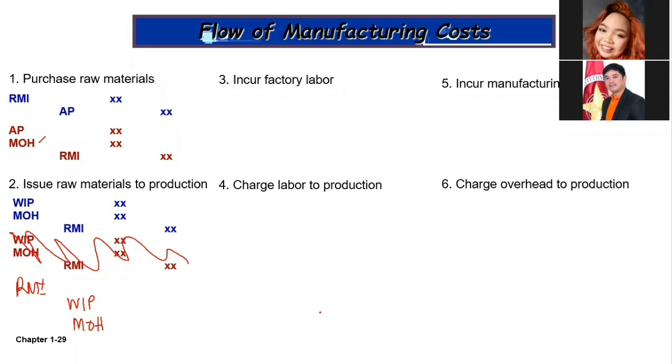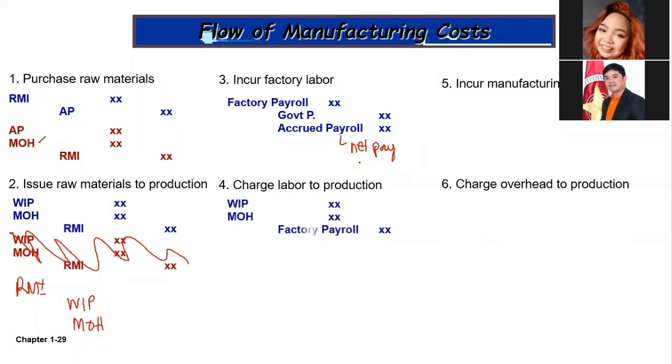Okay? So, incur factory labor: debit factory payroll, credit government payables, and credit also accrued payroll. Para saan nga yung accrued payroll? Ito yung net pay ng mga empleyado. Okay? And charge labor to production, anong debit uli natin? Work in process for the direct labor, manufacturing overhead for the indirect labor, credit to factory payroll. Nag-reclass lang tayo. Ano uli yung shortcut natin dito?